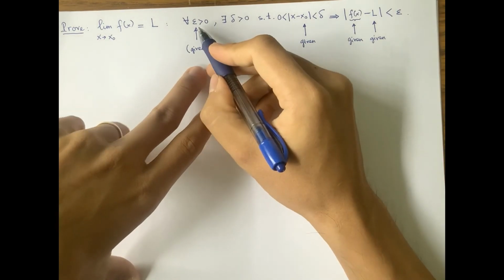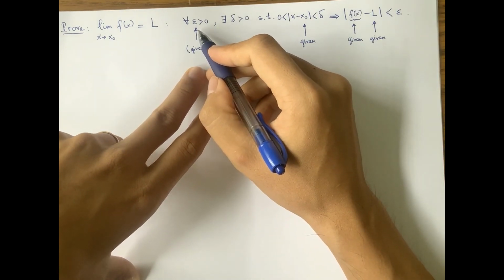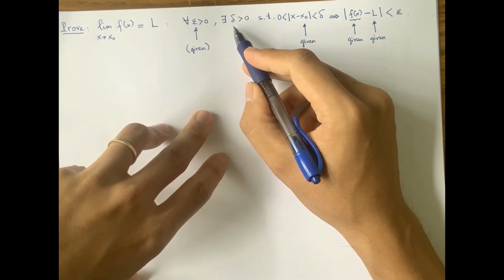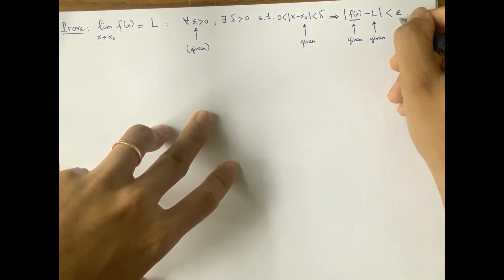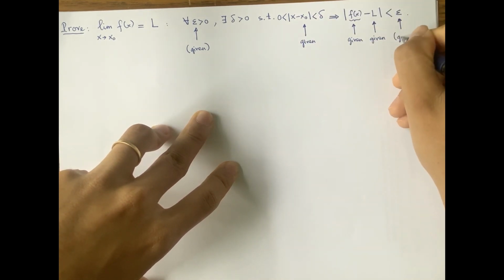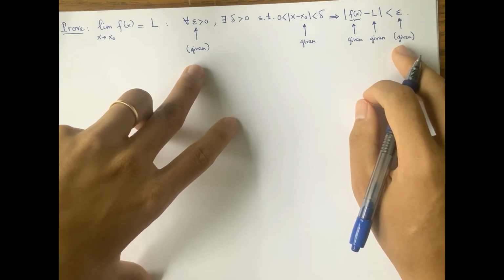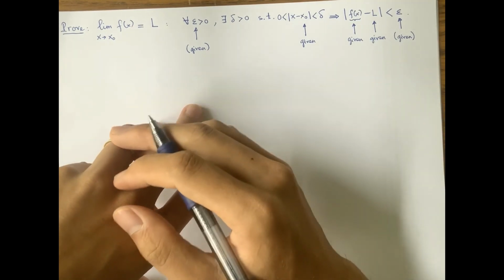But you should be prepared for the fact that no matter what value of epsilon is given to you, you should be able to pick delta. You should be able to choose and point out what delta is. So this epsilon is sometimes given. I put it in parentheses, meaning sometimes yes, sometimes not. You should prepare for the worst case.